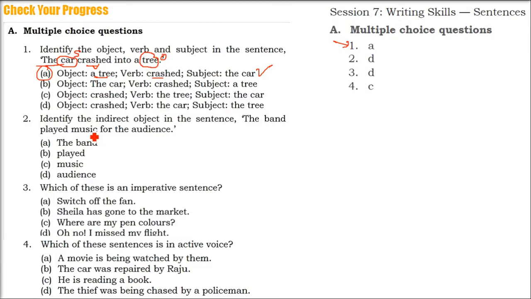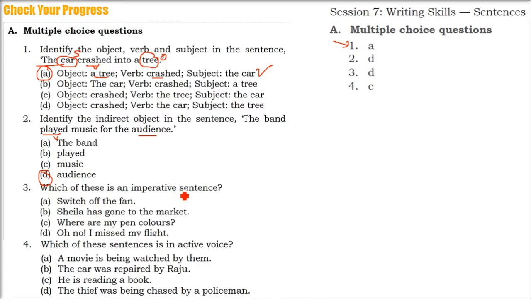Second one, identify the indirect object in the sentence. The band played music for the audience. Now we just have to ask what, and to whom. To whom will give you the indirect object. The band played music for whom? To whom? For whom? For the audience. So the answer here is audience. Okay, this D is the correct answer.